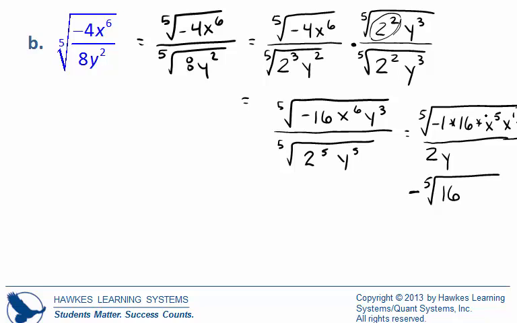The 5th root of x to the 5th is going to be an x, so I'm going to pull that out to the front as an x. The 5th root of x to the 1st, I cannot do that, so I'm just going to leave it underneath. The 5th root of y to the 3rd, I cannot simplify that any further, and I'll leave that underneath. And so our final answer will be, and I'm just going to clean it up just a little bit here, negative x times the 5th root of 16xy cubed over 2y.